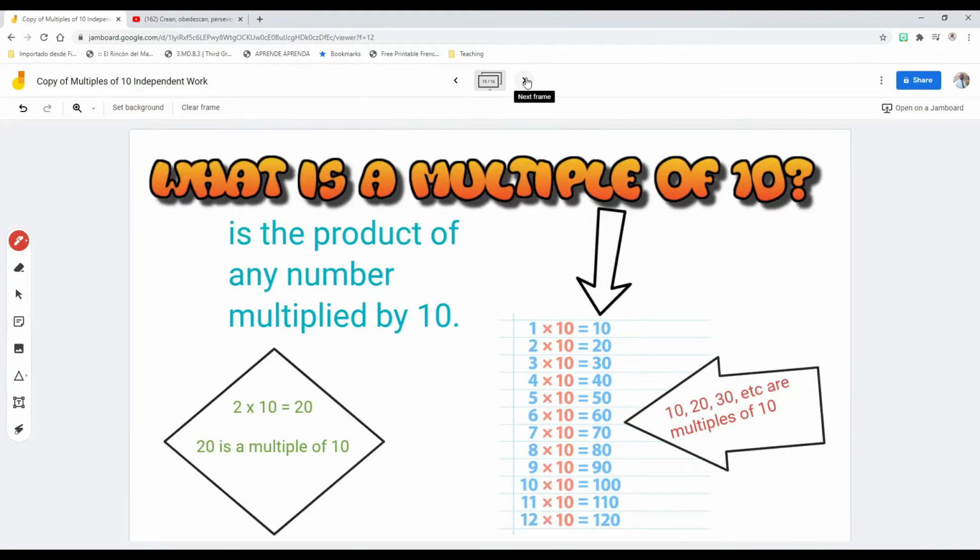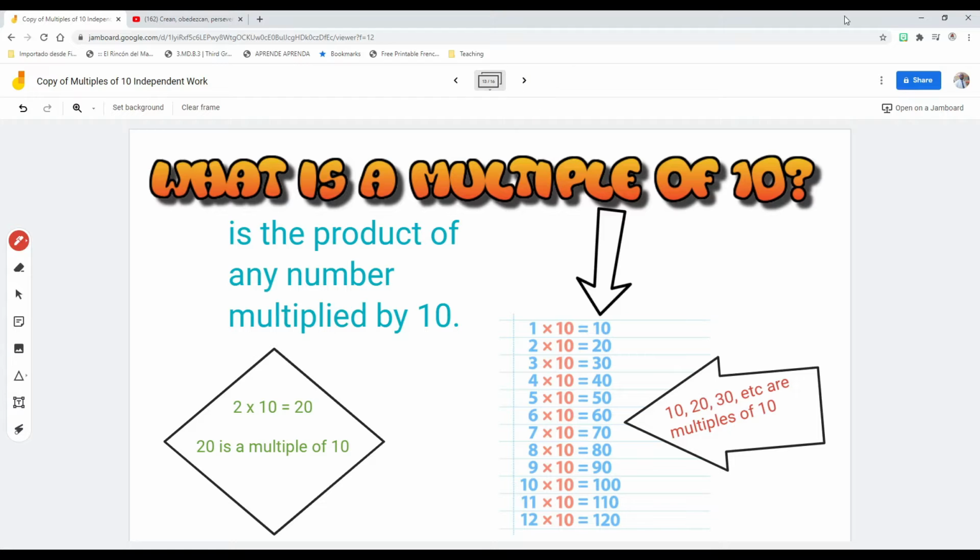Let's go to the next page. What is a multiple of 10? Before we work on multiples of 10, it's very important for each one of you to remember your times tables. Knowing your times tables will help you understand what a multiple of 10 is, and remember also that any number multiplied by 10 is that number plus a 0.